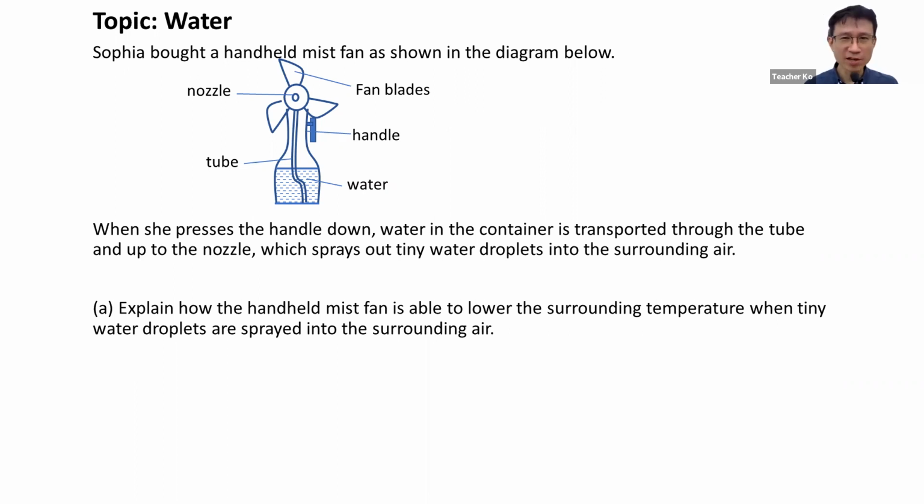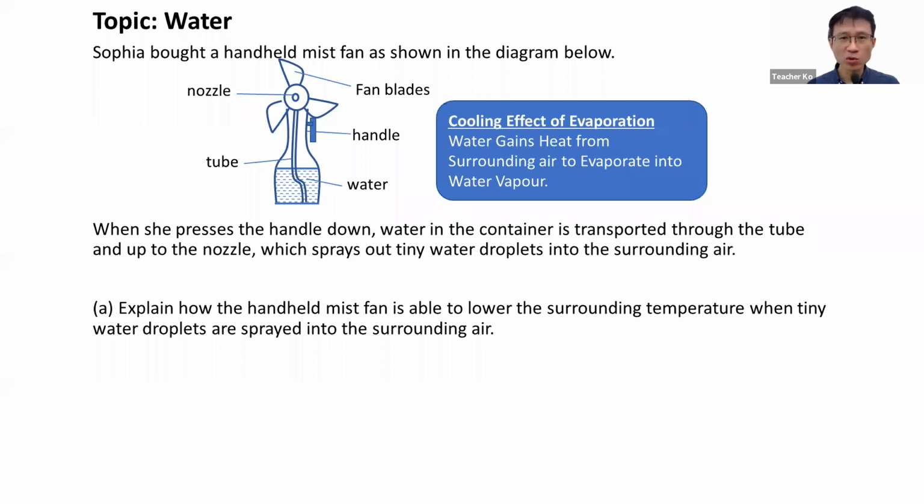So the secret comes with evaporation, right? So how does evaporation cool things down? Because we know that when water evaporates, it has to gain heat to evaporate. So when water gains heat from the surrounding air in order to evaporate into water vapor, the surrounding air actually loses heat to the water. So we call this the cooling effect of evaporation.